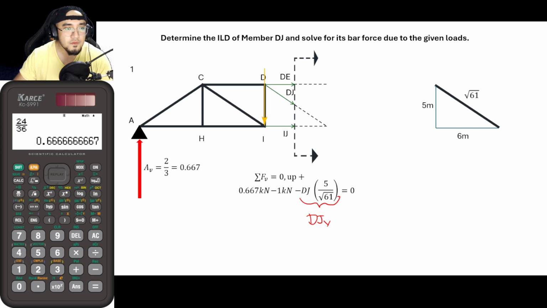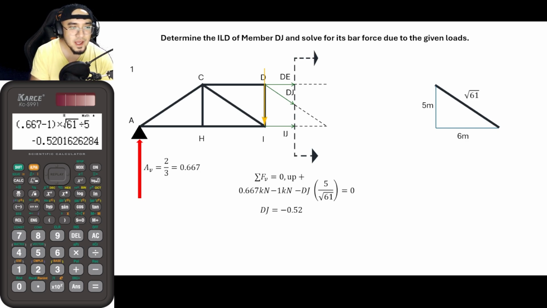Then solving for the value of DJ, so looking at the calculator below me. So 0.667 minus 1 times square root of 61 divided by 5. So the answer here is, so let me just check. Oops, I forgot to group my answers, so this must be grouped first. Apologies. Okay, so equal sign. So the answer here is negative 0.52.